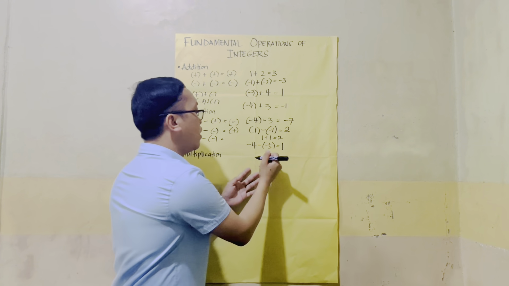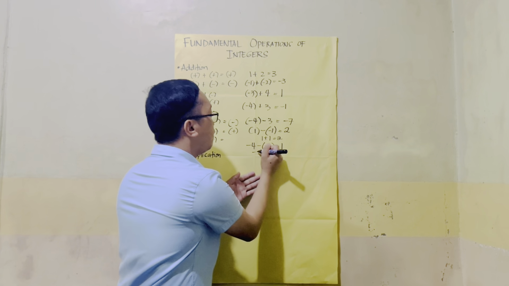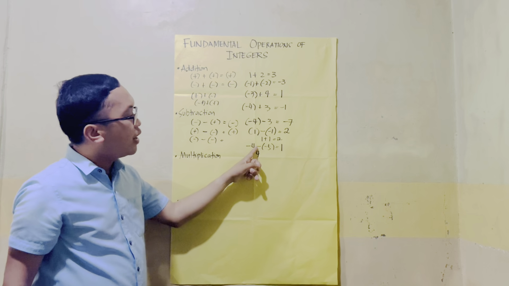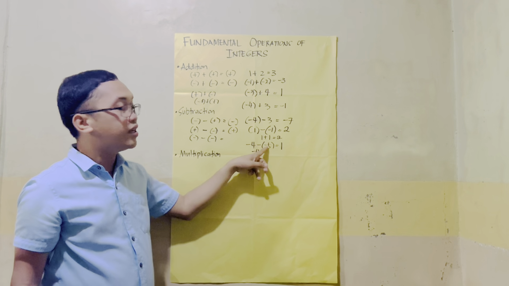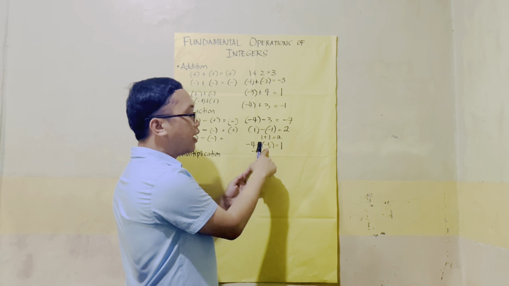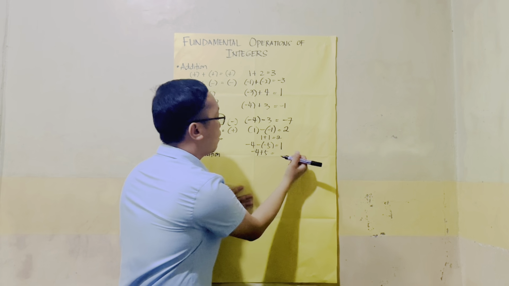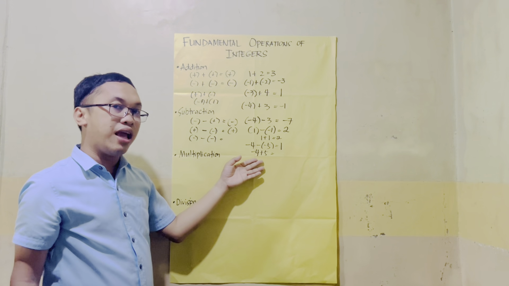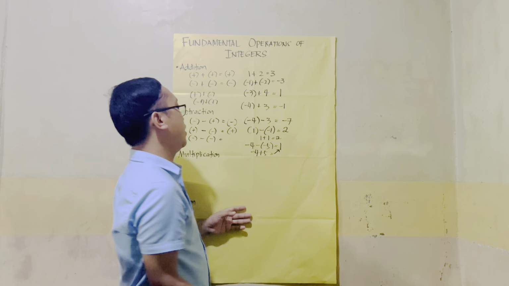Why? Because we have to copy first, by simplifying, negative 4, and then we will multiply once again the sign to the sign inside the parentheses. So we will have negative times negative is a positive number 5. So negative 4 plus 5 will yield a positive 1 answer.